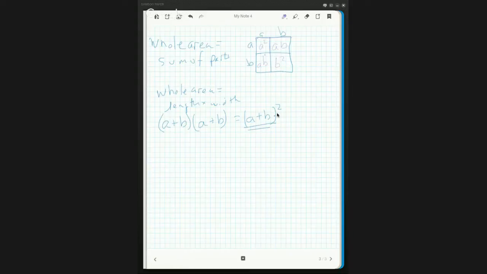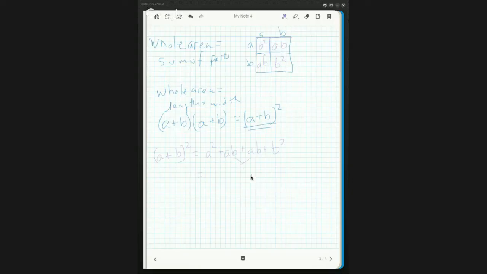So the sum of our parts, (a plus b) squared, it's got to be that plus that plus that plus that. It's got to be those 4 things added together. So if we rewrite it, (a plus b) squared must equal a squared plus ab plus ab plus b squared. Has to be. And that's another way of looking at that.